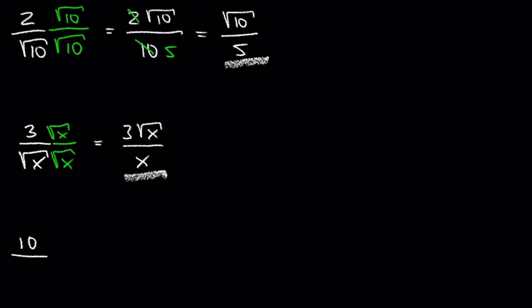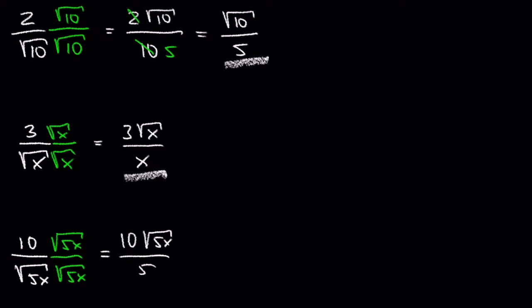10 over the square root of 5x. Multiplying the top and the bottom of the fraction by the square root of 5x gives us 10 times the square root of 5x over 5x. After cancelling out the 10 and 5, we get 2 times the square root of 5x over x.